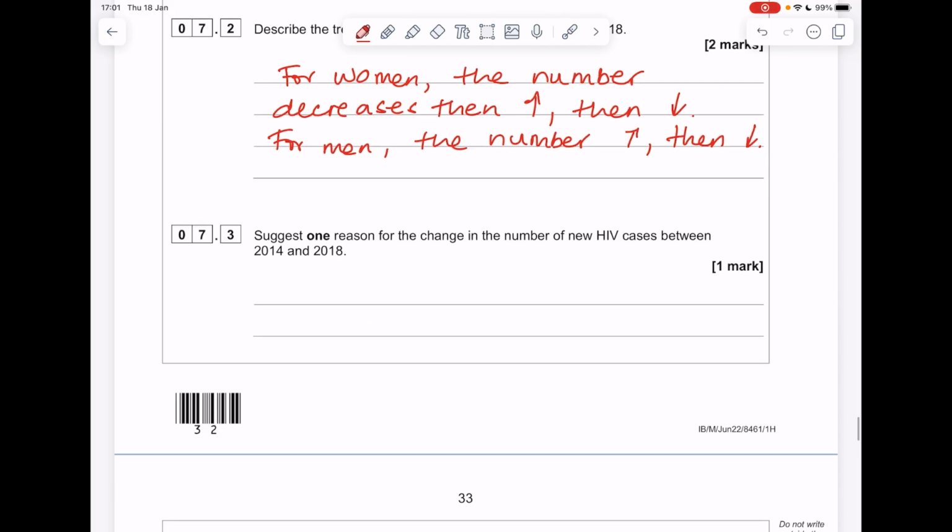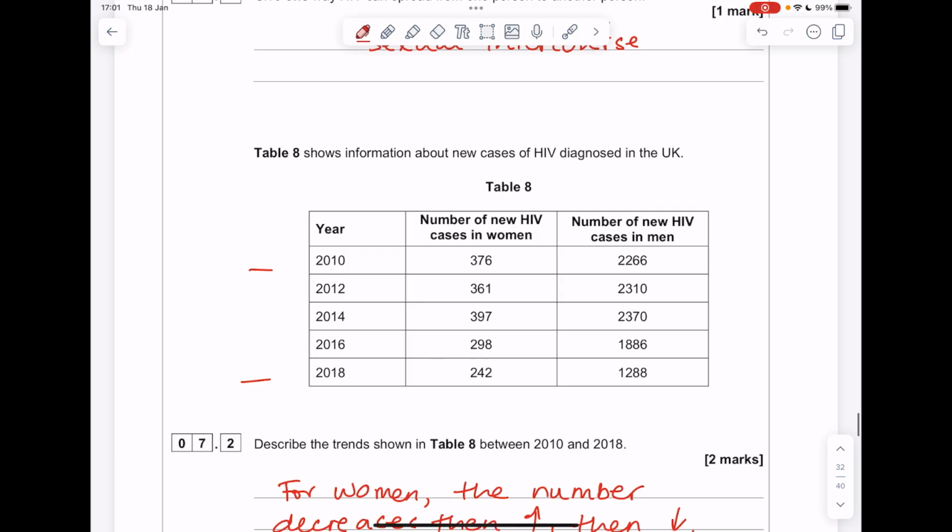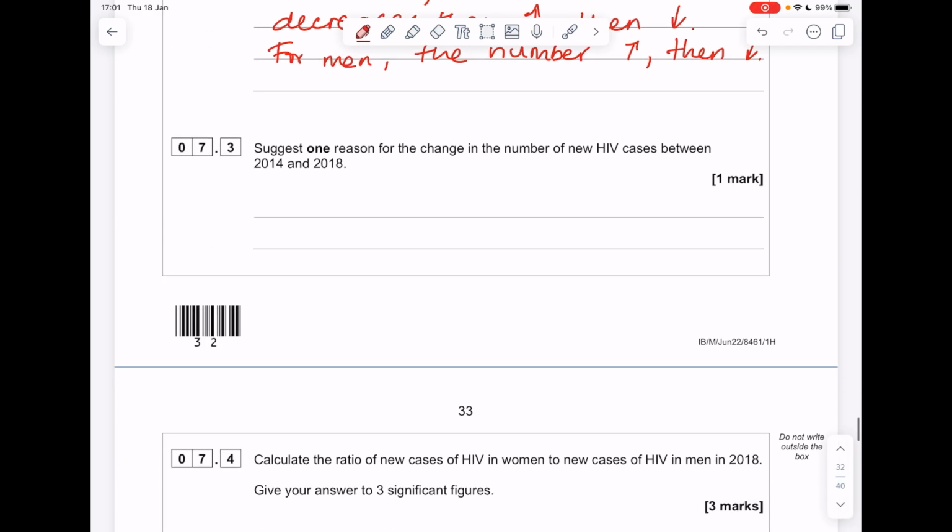Suggest one reason for the change in the number of new HIV cases between 2014 and 2018. So for both, we see this huge decrease. So what would decrease the number of HIV cases? It could be better education on how it's spread. It could be that condoms are more widely available, which will help prevent the spread. Better drugs to treat their HIV infection. I'm going to go for better education.